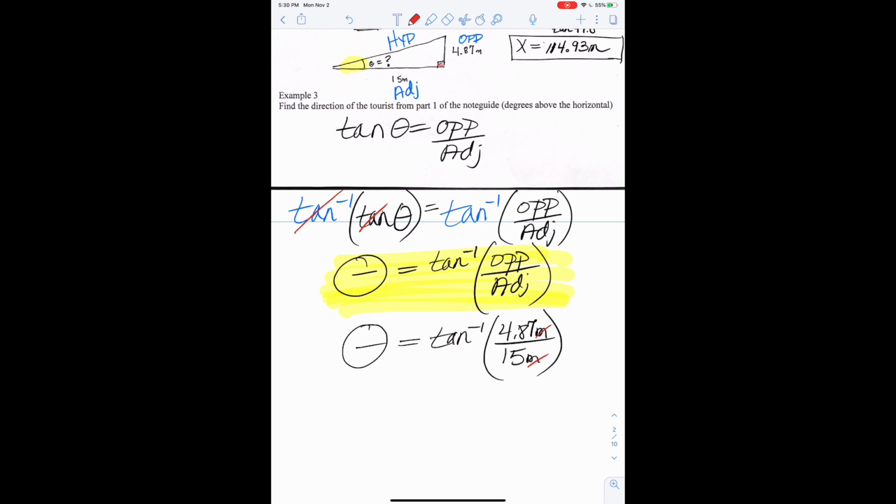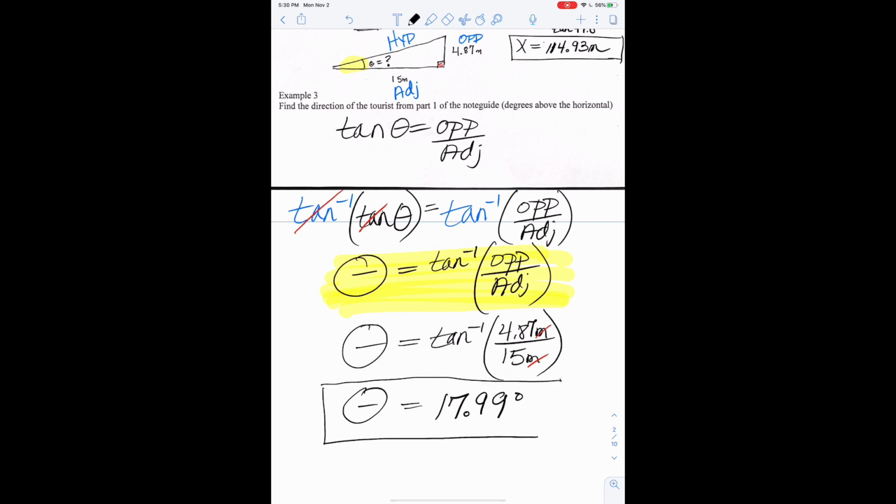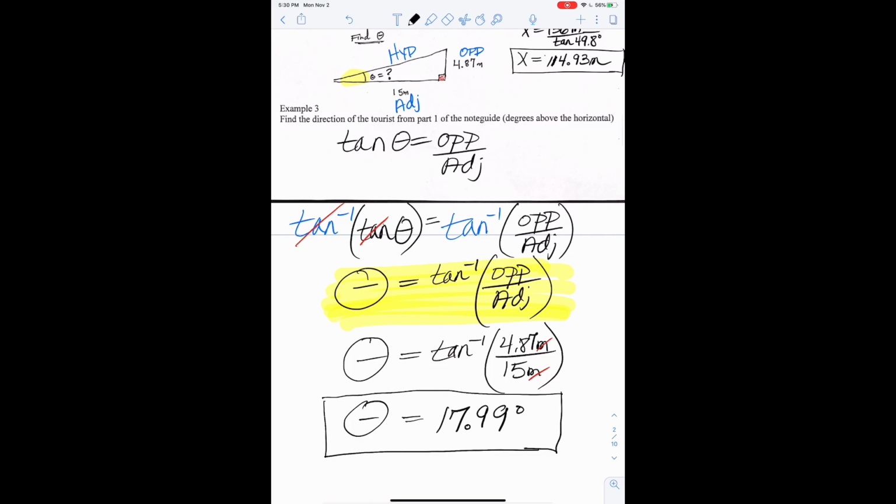All right, so I'm getting theta is equal to 17.99 degrees. Once again, we're always in degrees in this chapter. So roughly 18 degrees. And that's how it's done.